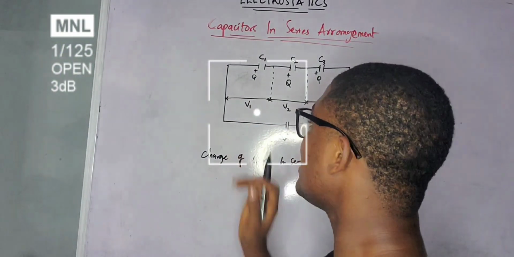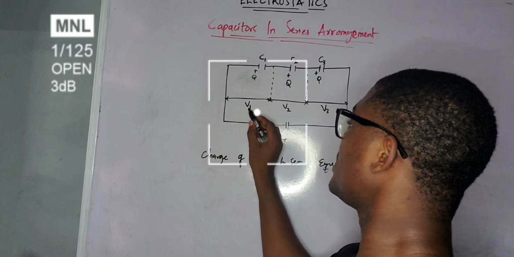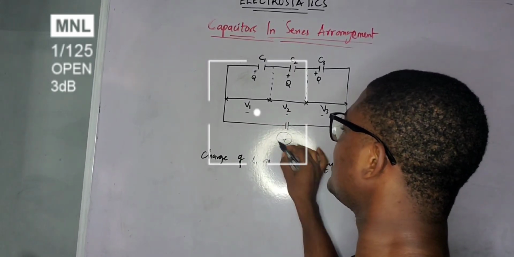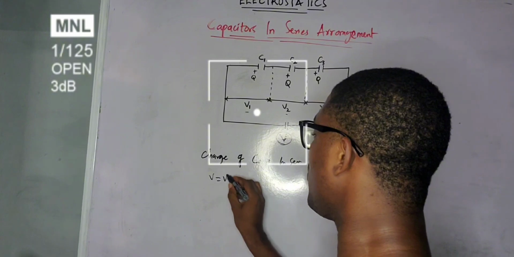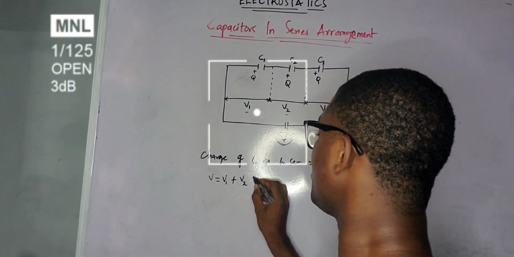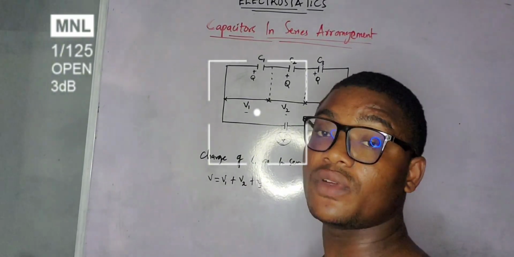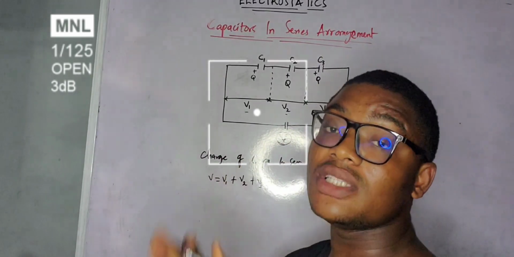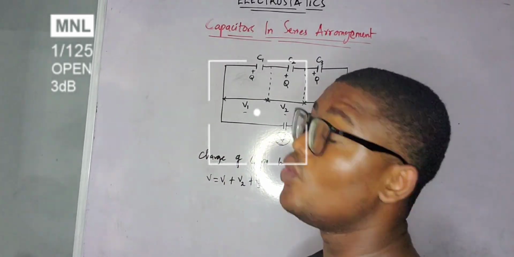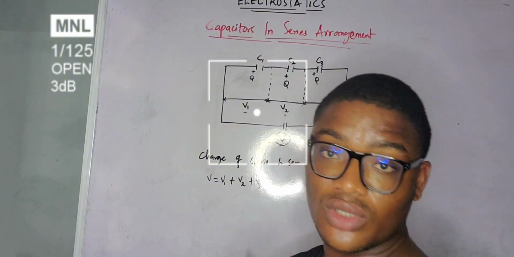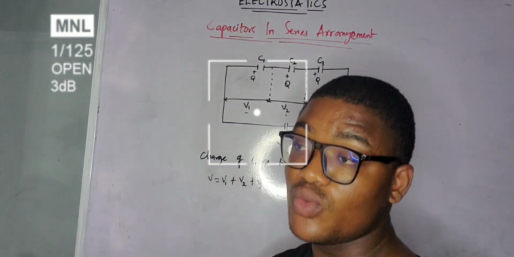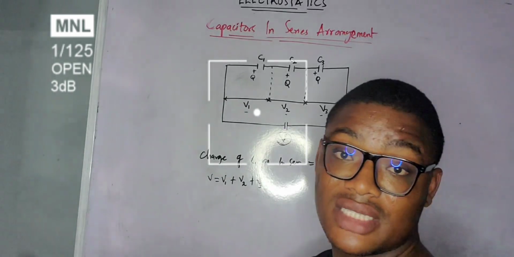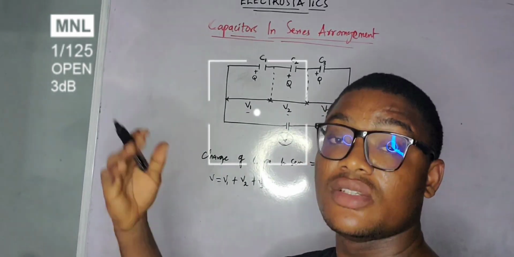Another thing I want you to take notice of is the voltage. This is voltage 1, this is voltage 2, this is voltage 3. The total voltage is going to be V equals V1 plus V2 plus V3. So the total voltage in a series arrangement is the addition of all the voltages in the arrangement. Let's say you have 10 capacitors in series, it's going to be V1, V2, V3 up to V10.